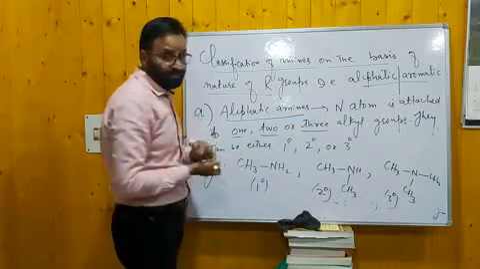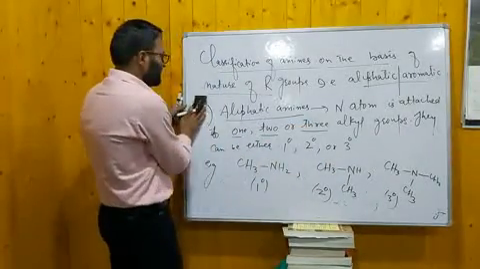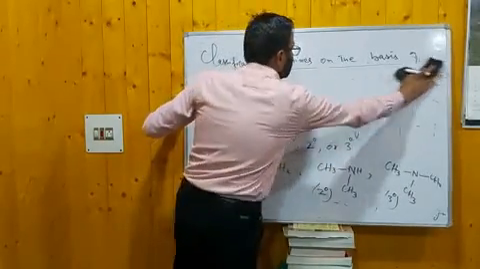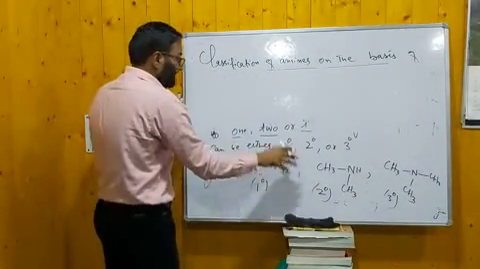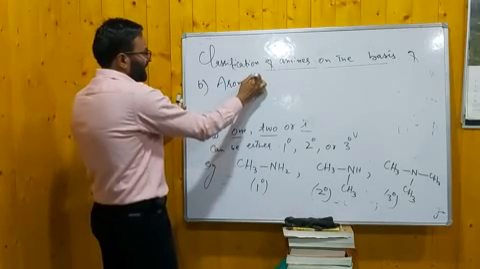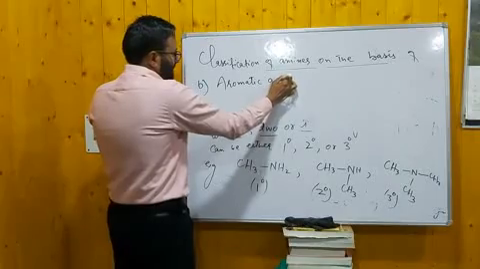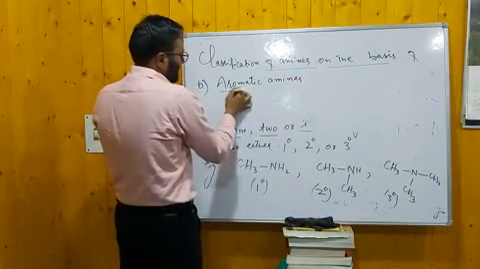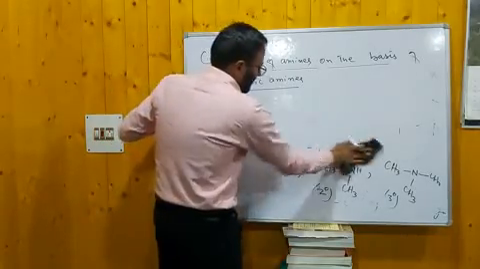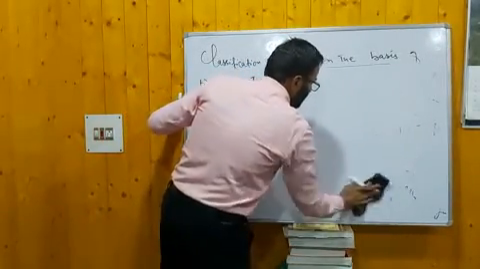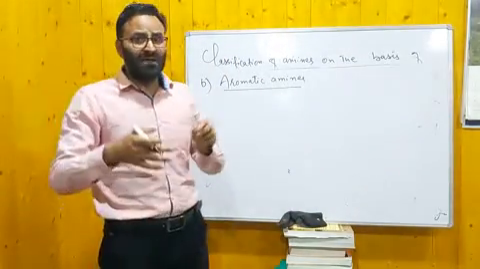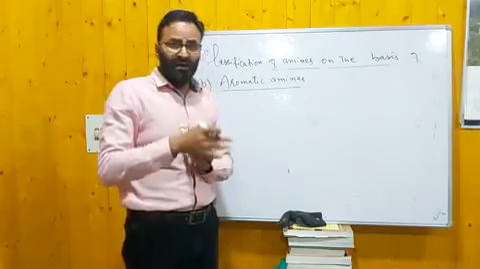These are the examples. Now the second type, you have to remember, is aromatic amines. I can mention it as type B, aromatic amines. Now it is clear from the name how you can define aromatic amines. These are the amines in which the nitrogen atom is attached to an aromatic group.